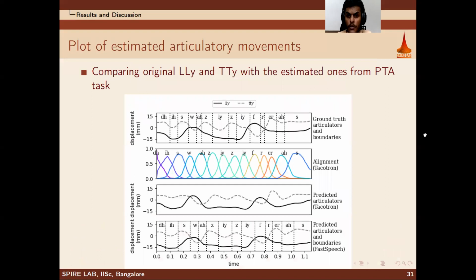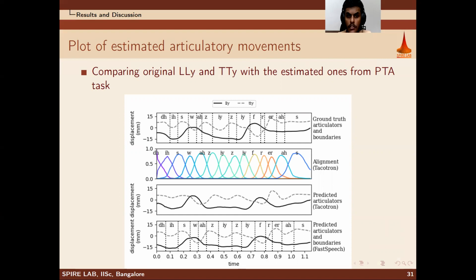Now here we will be looking at the predicted trajectories of the FastSpeech model as well as the Tacotron model. So in the first row, we have the ground truth articulatory movements for LLY and TTY, that is lower lip and tongue tip. And we also have the ground truth duration marked. In the second row, we have the alignment distribution for the Tacotron. And in the third row, we have the trajectories predicted by the Tacotron. And finally, we have the results from the FastSpeech as well as the predicted durations.